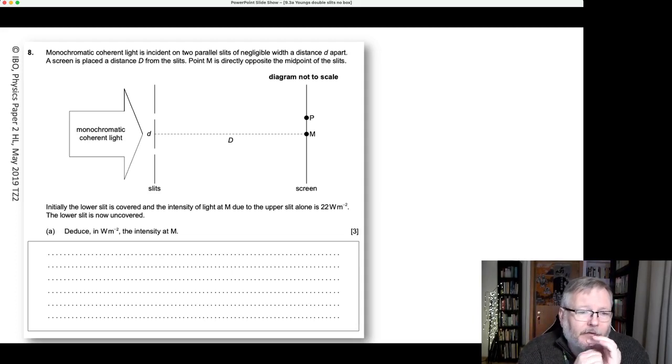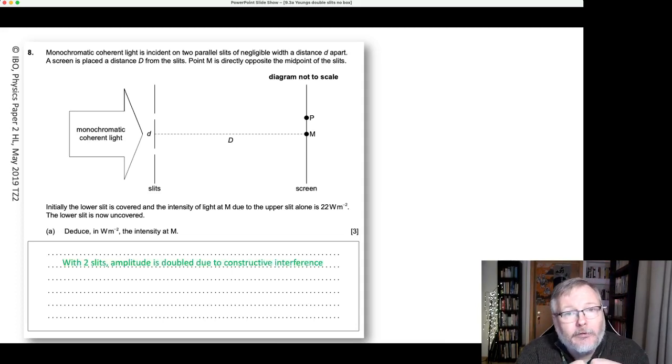It tells you that initially the lower slit is covered, so you only have one slit, and the intensity of the light at M due to the upper slit alone is 22 watts per meter squared. The lower slit is now uncovered. Deduce the intensity at M. Well, M is equidistant from the two slits, so you'll have constructive interference. If you have constructive interference, the two waves will add. So whereas previously you had a wave of one amplitude, you will now have twice the amplitude. So with two slits, the amplitude is doubled due to the constructive interference.